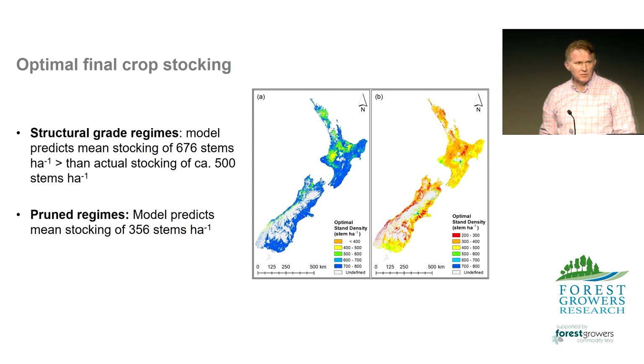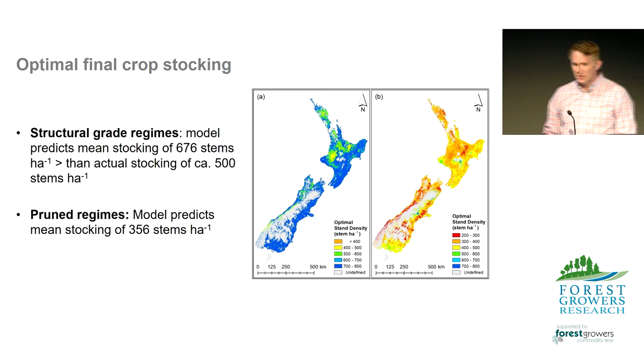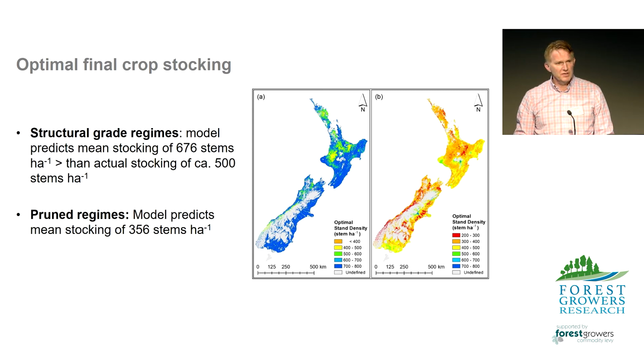The key point here was that at the time this is very much higher than the current stocking. After I talked to a number of forest growers about this, it seemed to be quite a bit higher than the actual stocking that was being run. So this clearly indicates that there is room for creating value by moving towards the optimal crop stocking. As you would expect, the optimal final crop stocking for prune regimes is quite a bit lower, and it does vary quite a lot, and that's as you'd expect because you're looking for a bigger SED for a prune regime than you are for a structural grade regime.